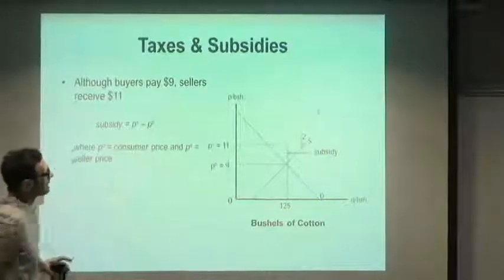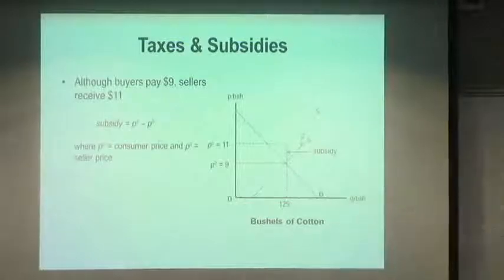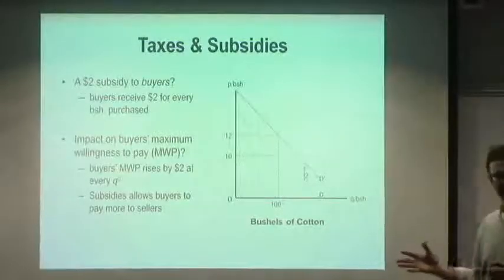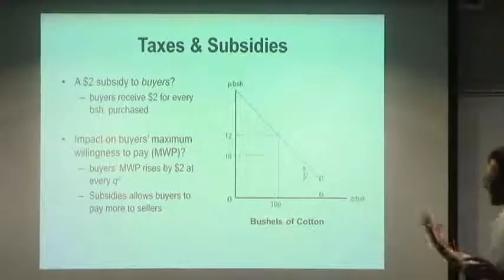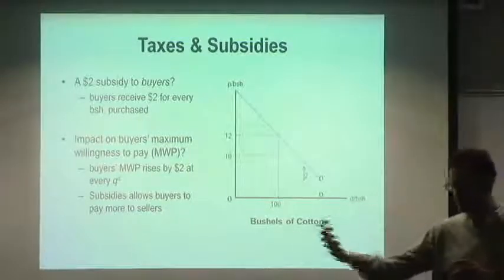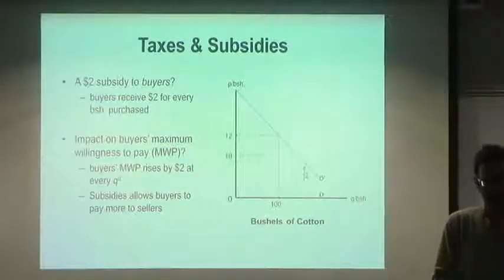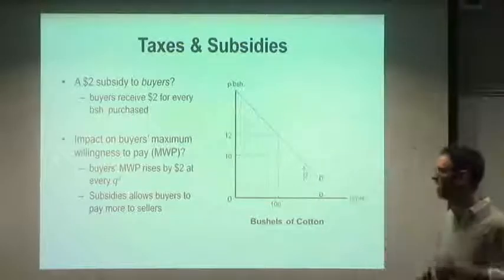minus the price buyers paid post-subsidy. We have the exact same story if we have a subsidy given to buyers. So let's assume now that instead of a subsidy being given to sellers, the subsidy is given to buyers. So for every bushel they buy, the government's going to pay them $2.